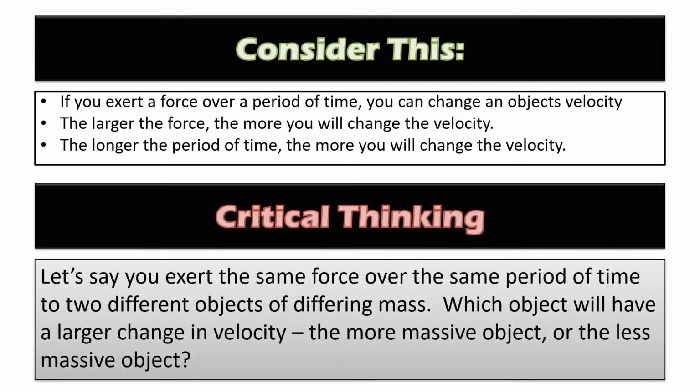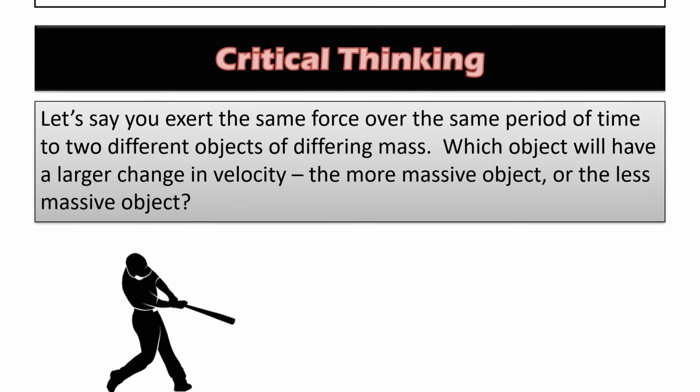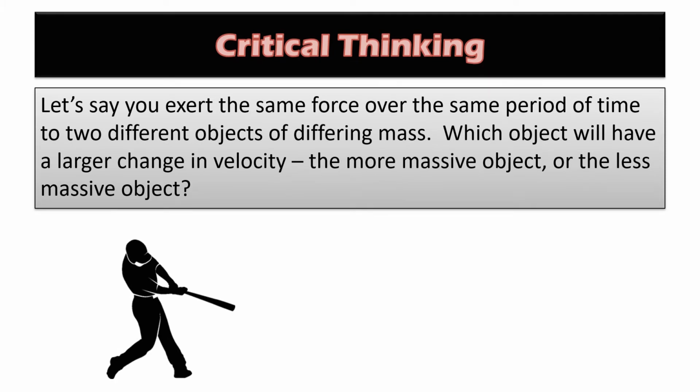So critical thinking. Let's say you exert the same force over the same period of time on two different objects of differing mass. Which object will have a larger change in velocity? The more massive object or the less massive object? Pause the video and think of it. You probably can get an idea of what the answer is going to be.